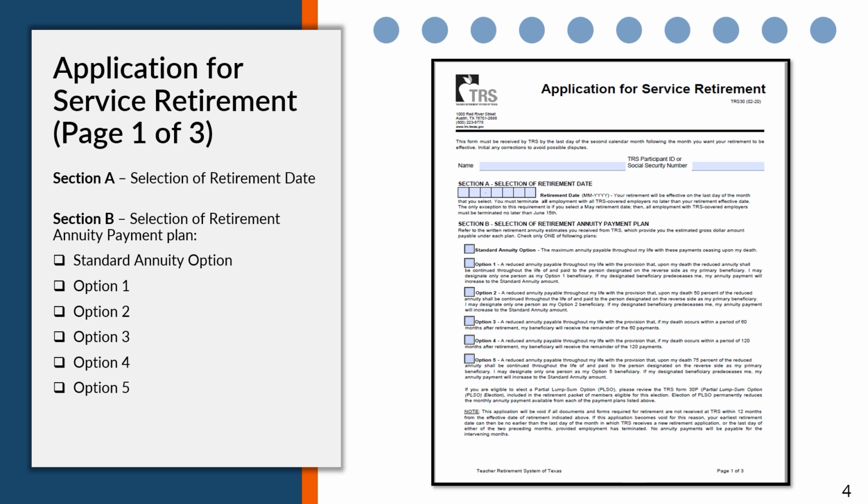There are 6 retirement plans available with TRS: standard annuity, and options 1 through 5. Each option listed on the application contains a definition. It is recommended to review these options on your retirement estimate before making a decision. Because of the lifelong effect of your plan selection, it is very important you fully understand the option you choose.